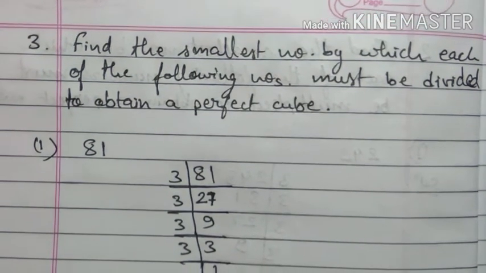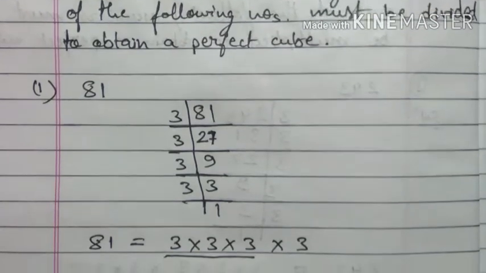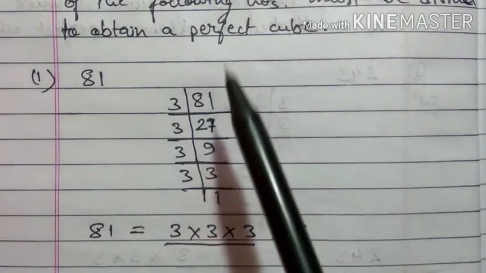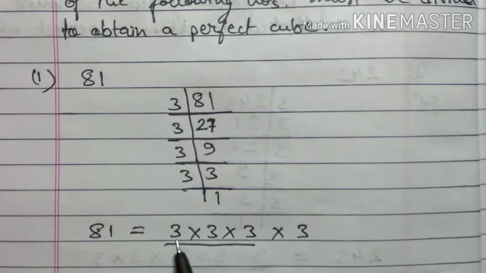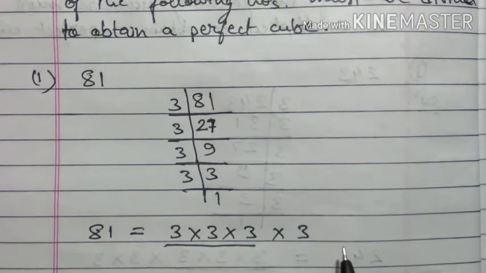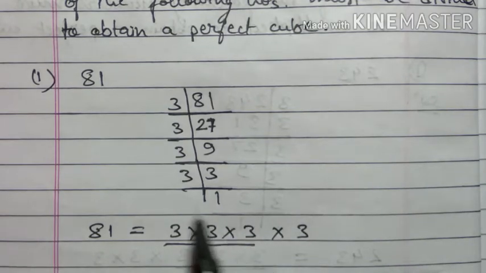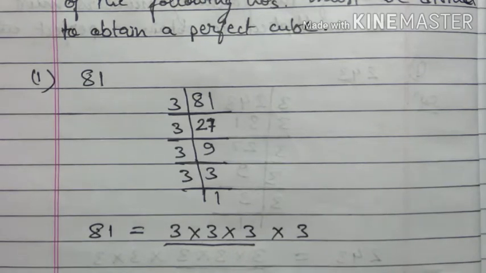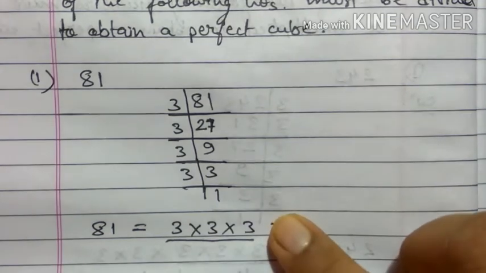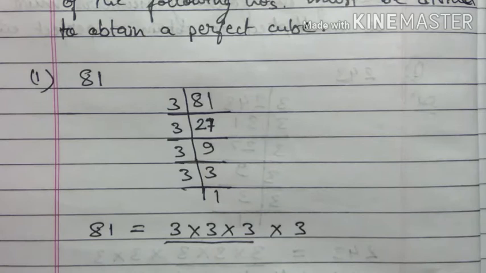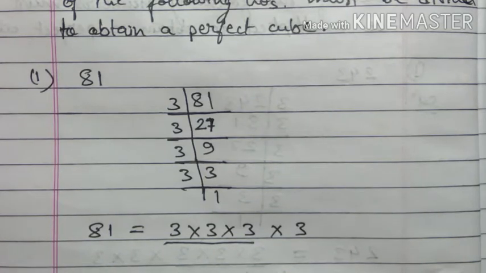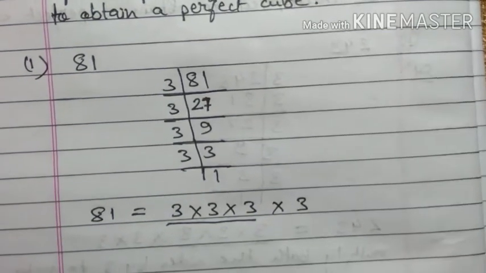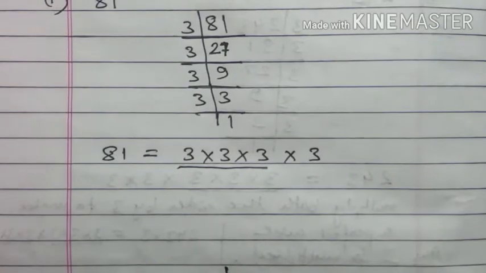We will do the prime factorization of 81, and after doing prime factorization we will get 81 is equal to 3 into 3 into 3 into 3. We get one triplet of 3 completed, but one 3 is left. If this 3 is not left, then it becomes a perfect cube. So for that, if we divide both sides by 3, we will get a perfect cube. So we'll write here, divide both sides by 3.